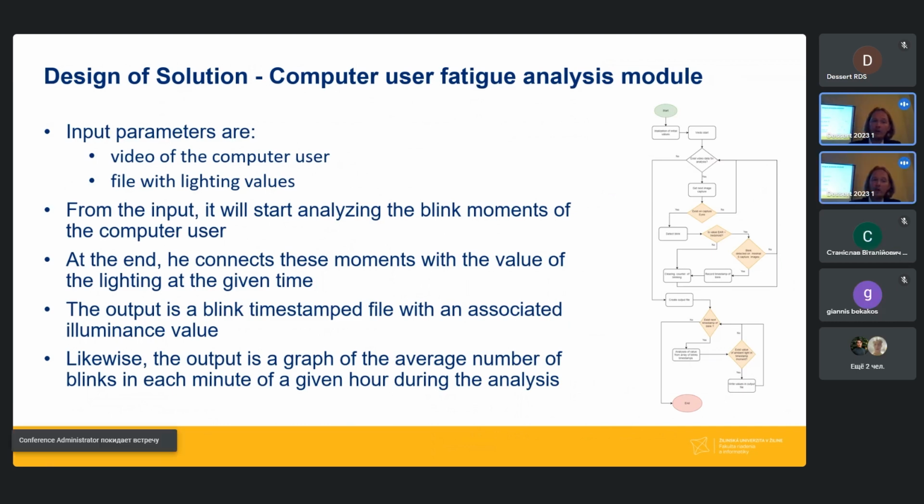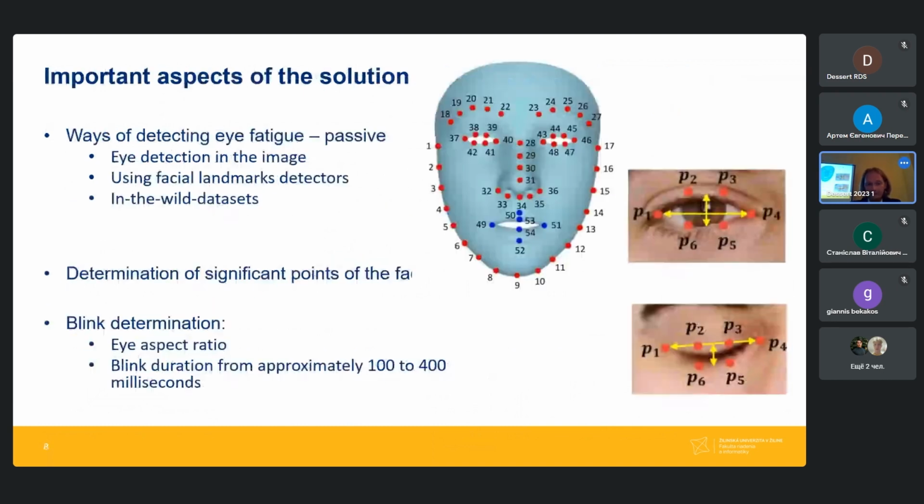From this input, it analyzes the blinking moments of the computer user, and at the end it connects these moments with the value of lighting at the given time. The output is a blinking timestamps file with the associated illumination value, and likewise a graph of the average number of blinks in each minute during the analysis.